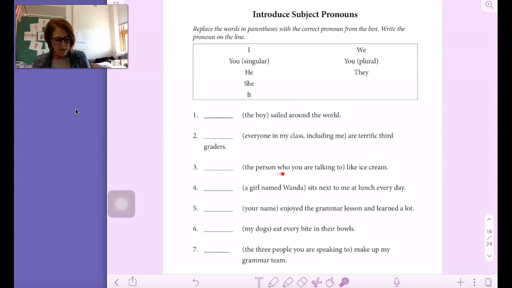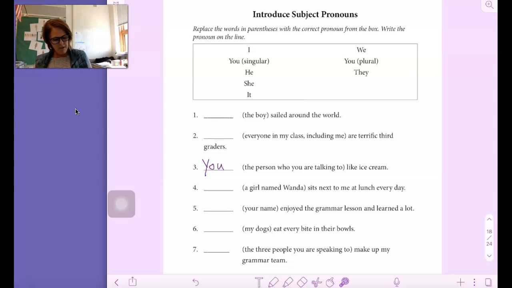In parentheses, they have the person you are talking to, like ice cream. So I'm having a conversation with someone right in front of me, and I would say to them, you like ice cream. You like ice cream.